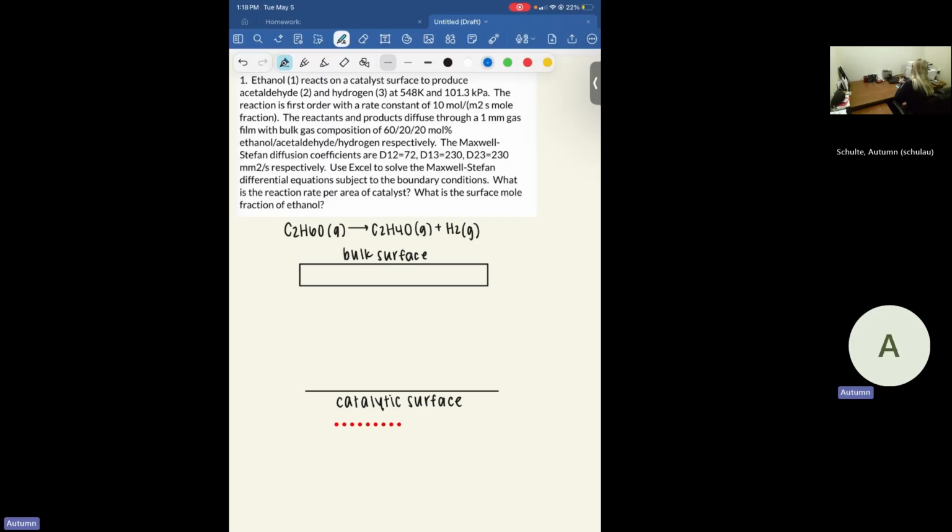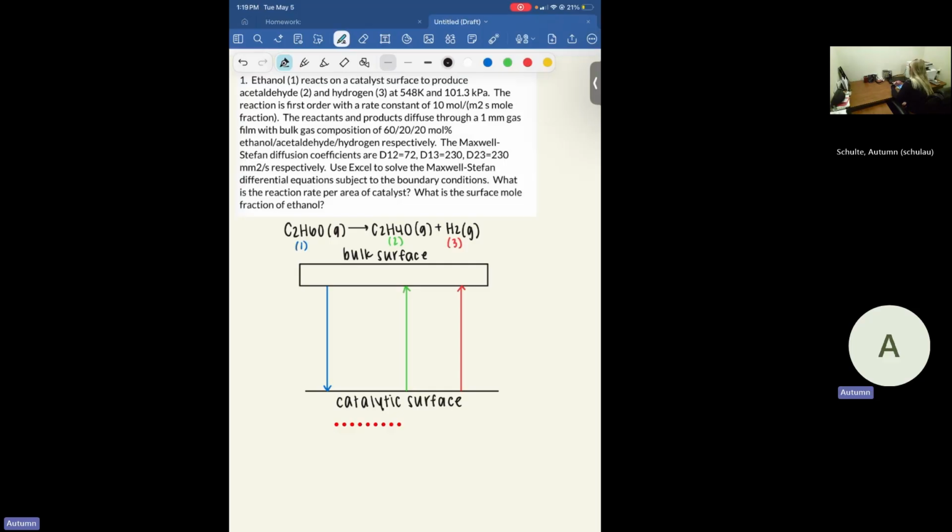I'm going to go ahead and label ethanol as 1, acetaldehyde as 2, and hydrogen as 3. And these are all in the gas phase. So for this example, we are going to have our ethanol, which is flowing down from our bulk surface to our catalytic surface. We're then going to have our acetaldehyde flowing from the catalytic surface to the bulk surface. Likewise, we're going to have our hydrogen flowing from the catalytic surface to our bulk surface.